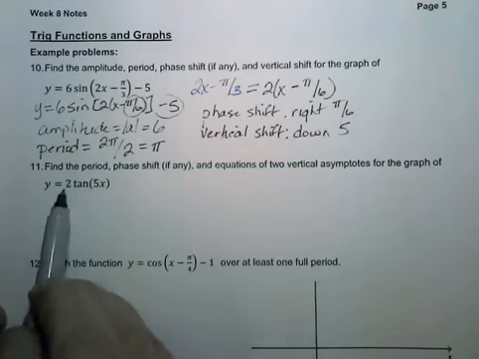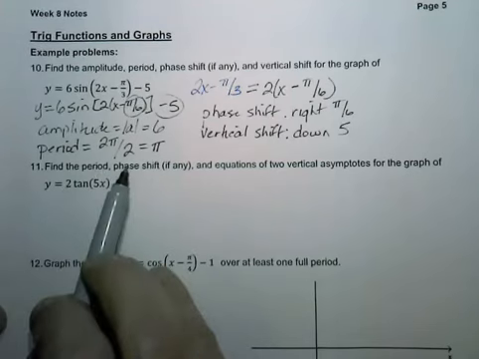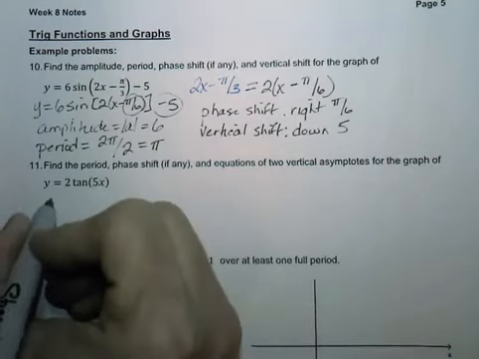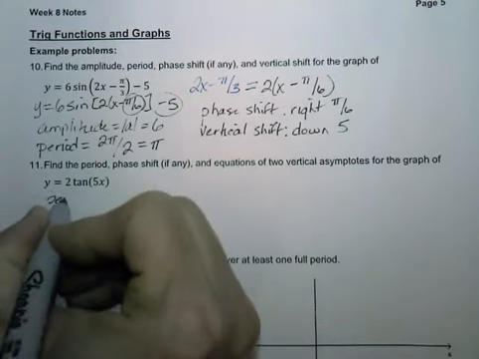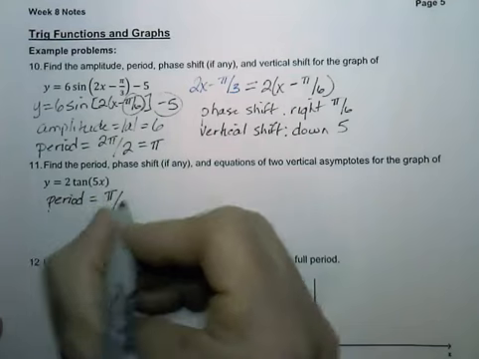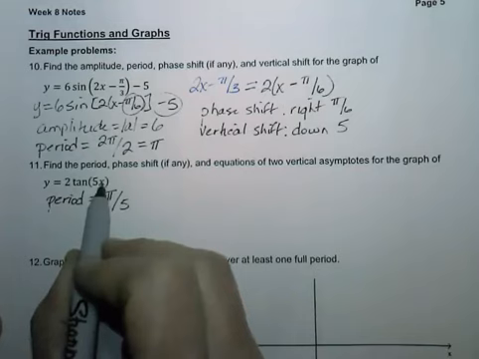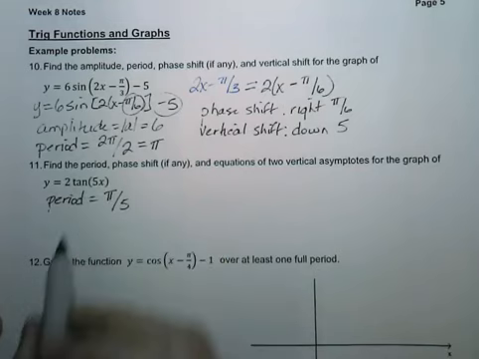Now for this one, the 2 on the outside doesn't affect the period or the phase shift or where the vertical asymptotes are. This would only affect the y values for those 1/4 and 3/4 points. So we don't need to do anything with the 2. The 5 here with the x is going to affect the period. And for tangent, we start out with a period of pi. That means our period for this graph is going to be pi divided by b, or pi divided by 5. There's no phase shift because there's no number added or subtracted on the inside of the parentheses.